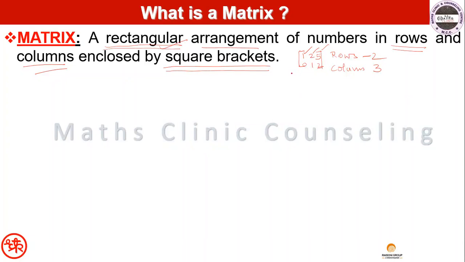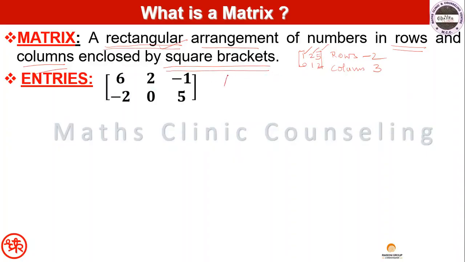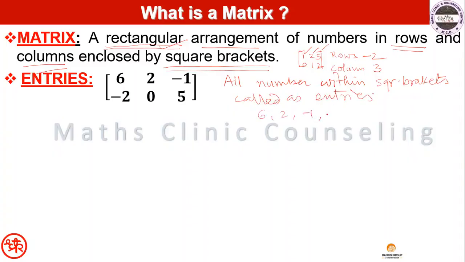Then we see entries of the matrix. All the numbers within the square bracket are called entries. For example, 6, 2, -1, -2, 0, 5. These are entries.